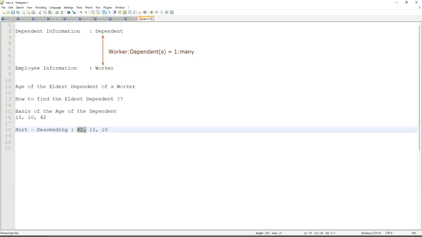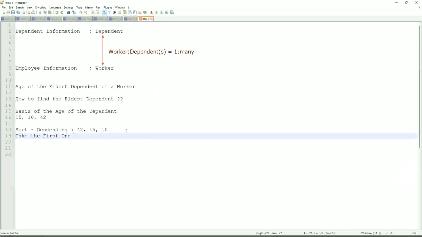Take the first one. Take the first one. So sort descending. Take the first one. That is equivalent to the eldest. Right. This is the eldest.